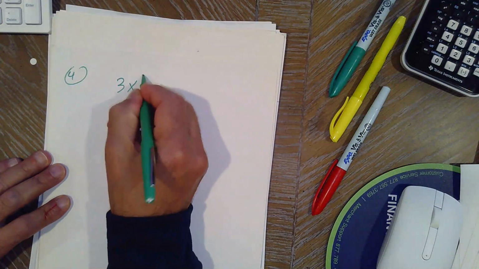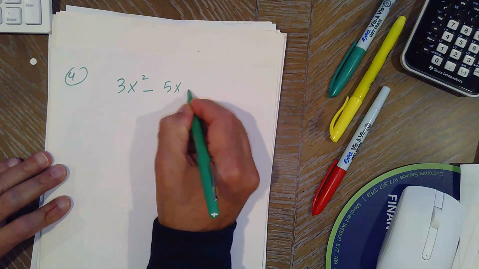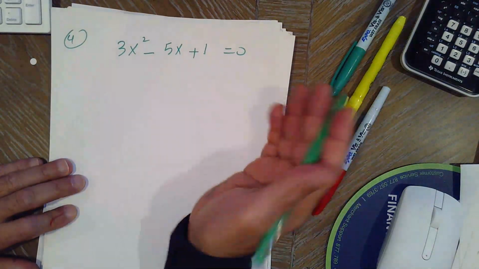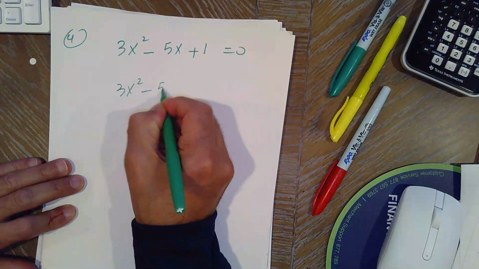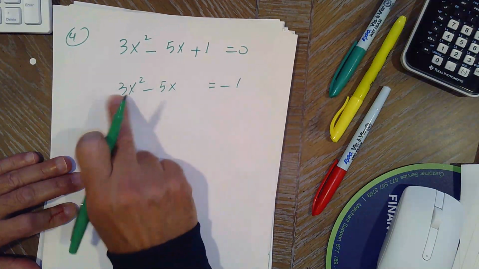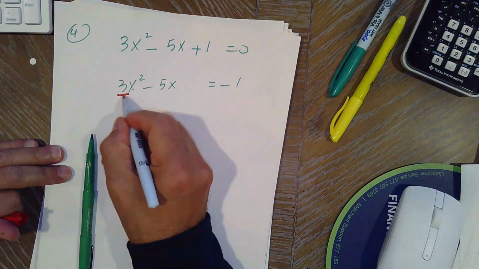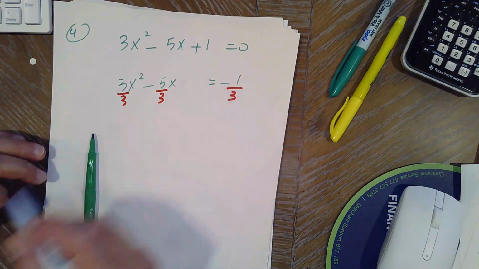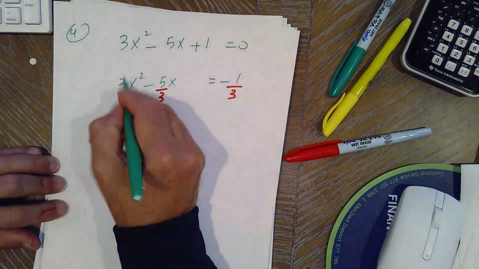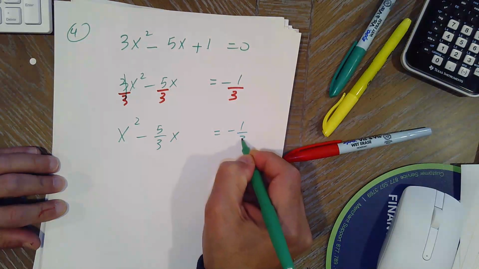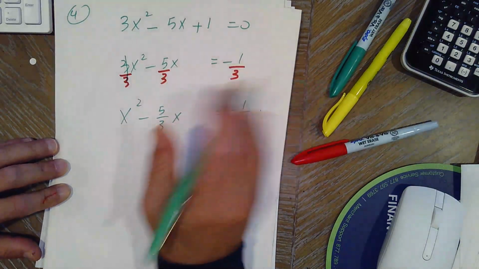Okay, here's another one. So this was number 3, number 4, 3x squared minus 5x plus 1 equals 0. And again, solve by completing the square. So we move the 1 over, we get negative 1. Now we have a 3 in front of x squared. So we have to divide it out before we proceed. So it looks a little more complicated than all the other ones. So we get x squared minus 5/3 x equals negative 1/3. Okay, move the 1, divide the 3.